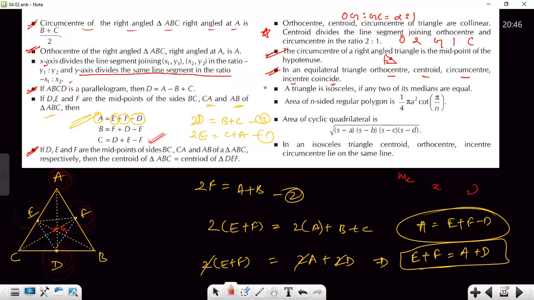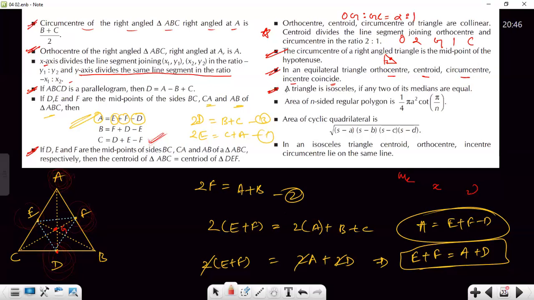A triangle will be isosceles if any two of its medians are equal. What are medians? Here you can see in this triangle AD and CF are medians, BE are medians. If any two medians are equal, then the triangle will be isosceles. Triangle having two equal sides is an isosceles triangle.